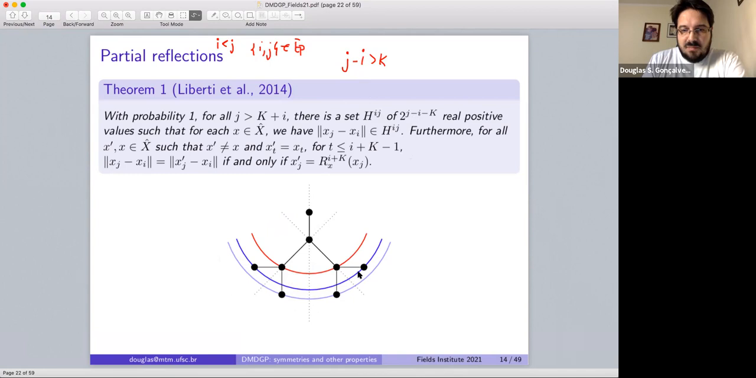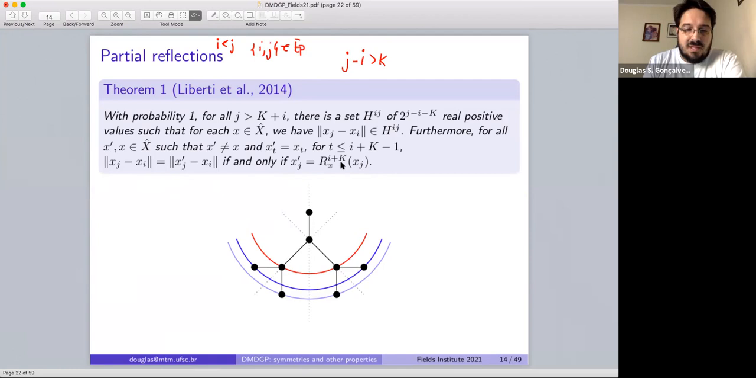And this is not only true for this example, for instance distance 1 and 4. It's also valid in the subtrees that may appear here. And so this is a nice property. And moreover, this theorem says that if you have two possible realizations which agree with each other until vertex I plus K minus 1, then the realized distances, norm of xi minus xj and norm of xi minus xj prime, are going to be equal if and only if xj prime is the reflection of xj through the I plus K hyperplane.